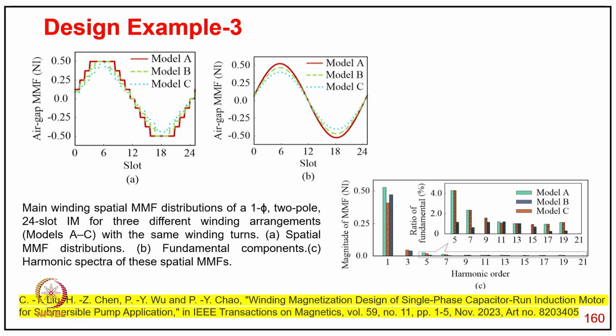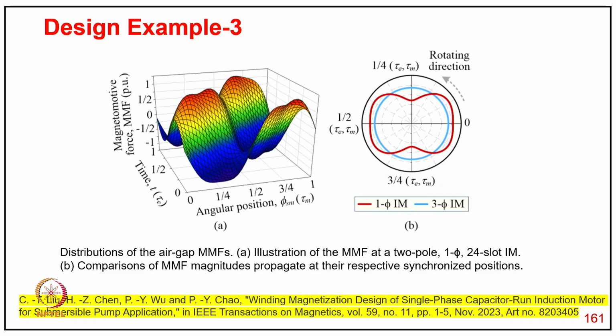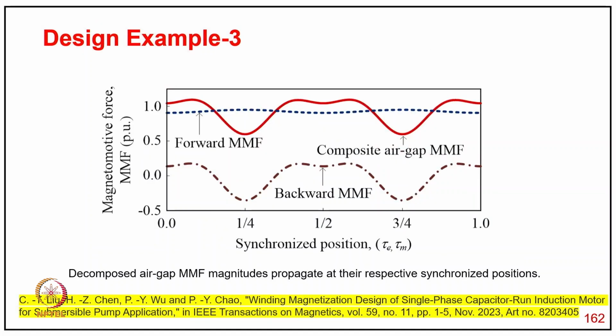And you can see how the main winding special MF is for a single phase 2 pole 24 slot and 3 winding arrangement, models A and C with the same winding terms, with the MF distribution, fundamental component and harmonics of these, like for models 1, 2, 3. And this is the distribution of air gap MF, an illustration of the MF of a 2 pole single phase 24 slot motor, comparing MF percentage at their respective synchronized speed.